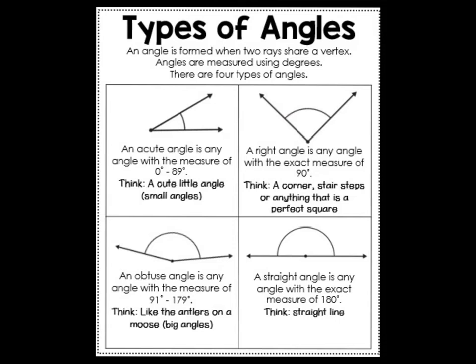So just like we've said in the classroom, there are different types of angles. And we are going to see 4 types of angles. Right here, we've got an acute angle. An acute angle is anything from 0 to 89 degrees. And just like I've said to you, acute means that it's so cute. It's very tiny. It's a small angle.